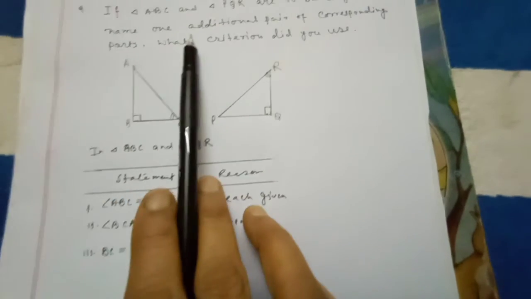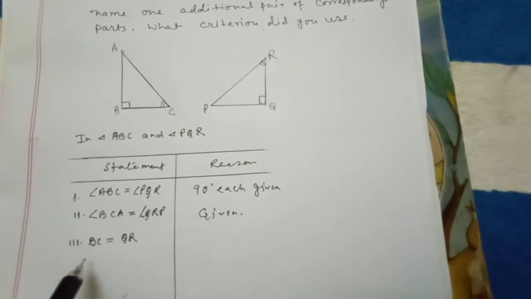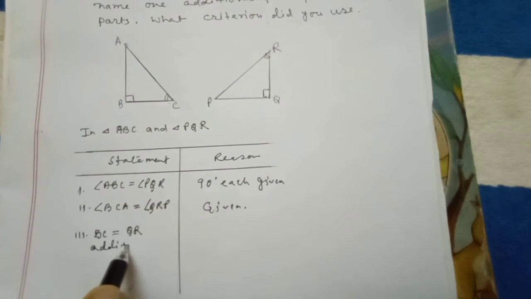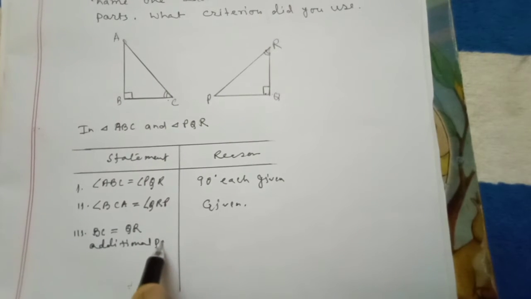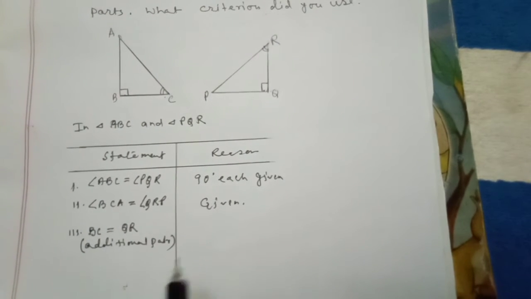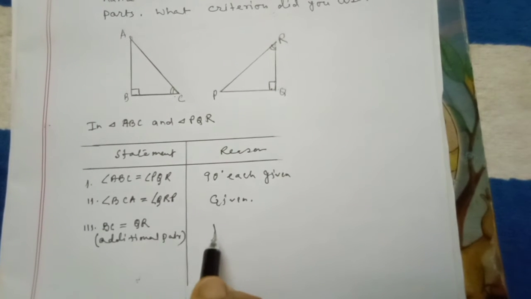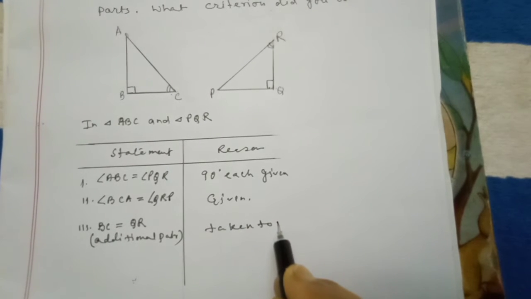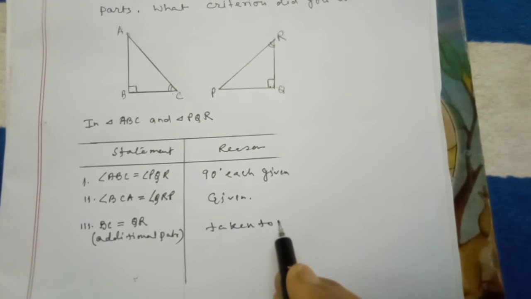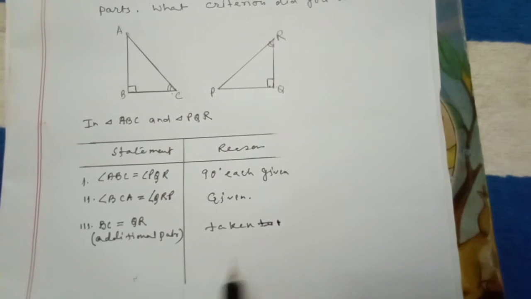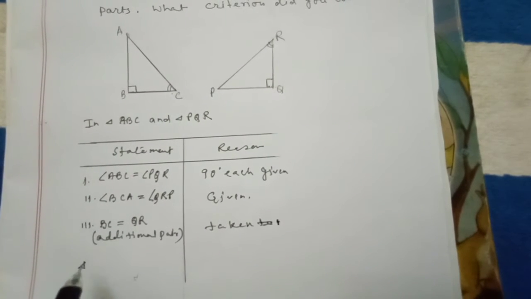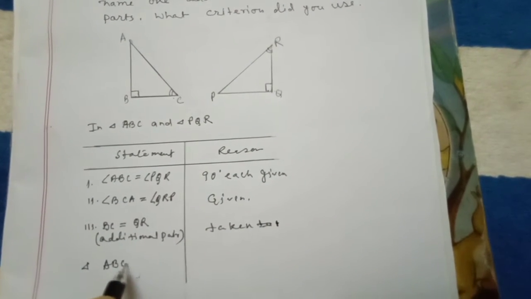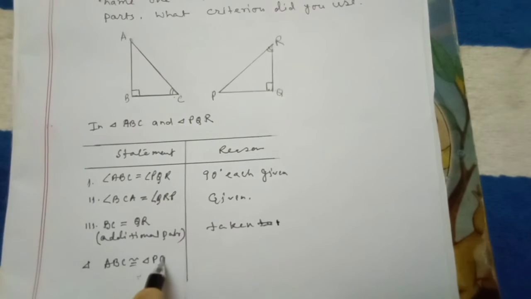They have told to name one extra additional pair. So it is the additional pair which you have taken here. Then we can say that therefore, triangle ABC is congruent to triangle PQR.